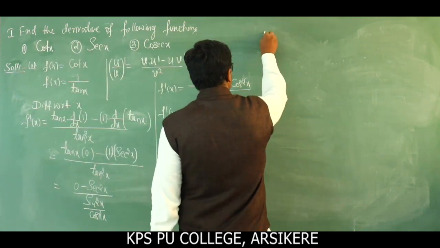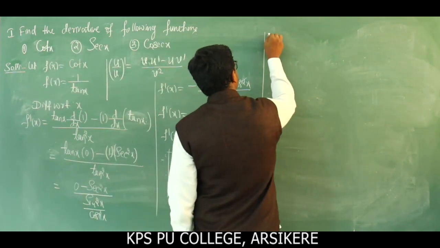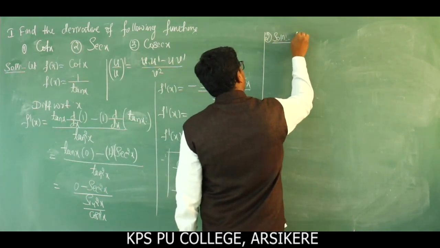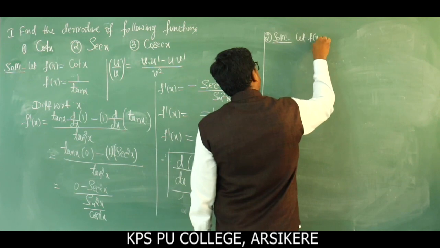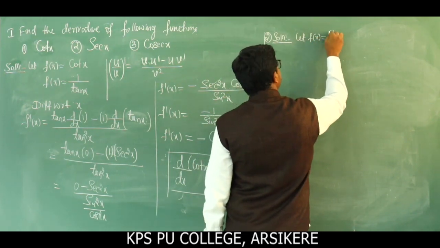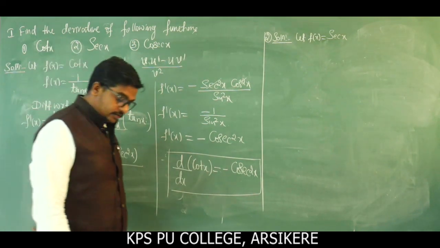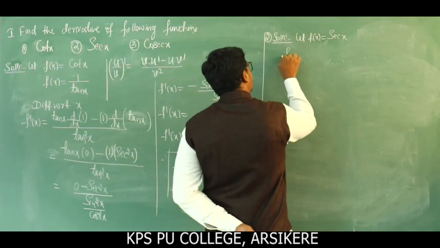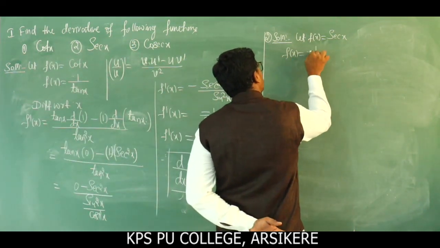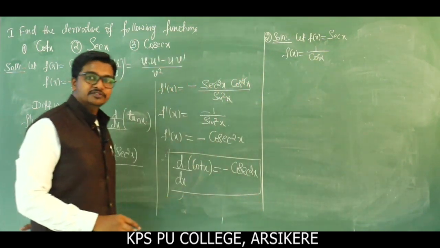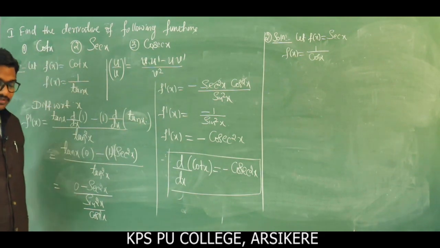Okay. Now discuss the second one. Here also, let f of x be the function, secant x. Take the reciprocal for secant. What does f of x become? f of x is equal to 1 by cos x. The reciprocal of secant is 1 by cos x.